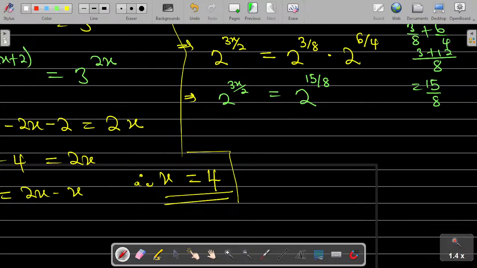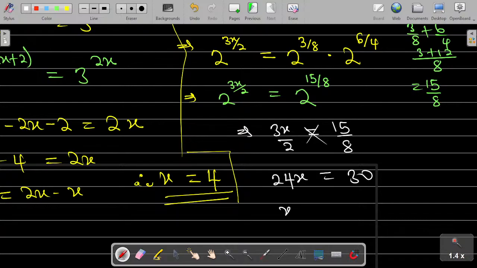And so from there, the bases are equal, so the powers should be equal. So we have 3x over 2 equal to 15 over 8. Okay, so we'll now try to cross multiply to be able to get our x. If we cross multiply, 3x times 8 is 24x, equal to 2 times 15, which is 30.